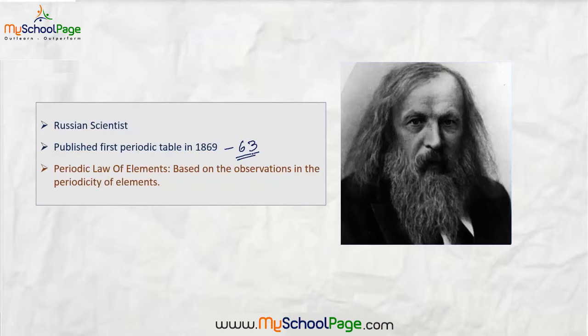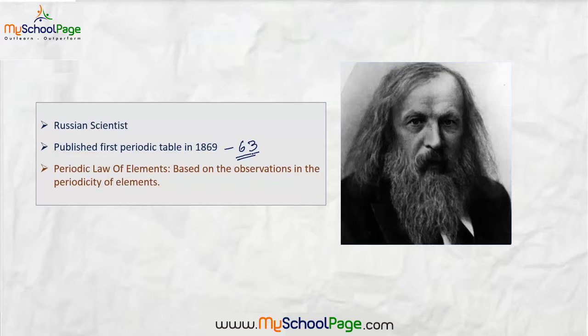There were many scientists who tried to classify the elements. We have already seen the classification done by Dobereiner and also Newlands. But the most successful among all these scientists was Mendeleev. Mendeleev was a Russian scientist who was the first to give a periodic table.